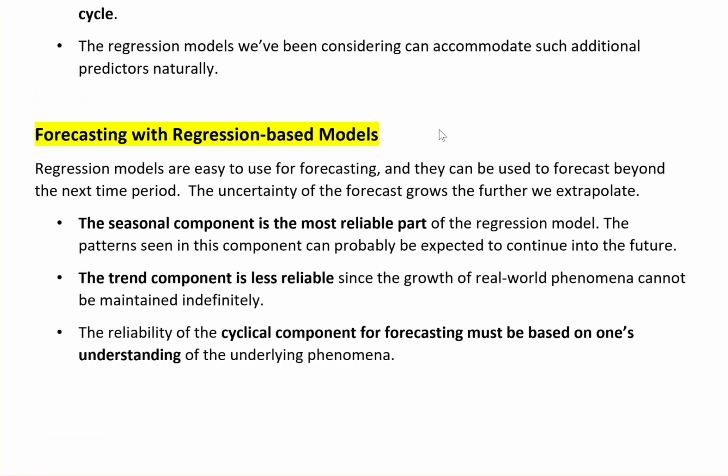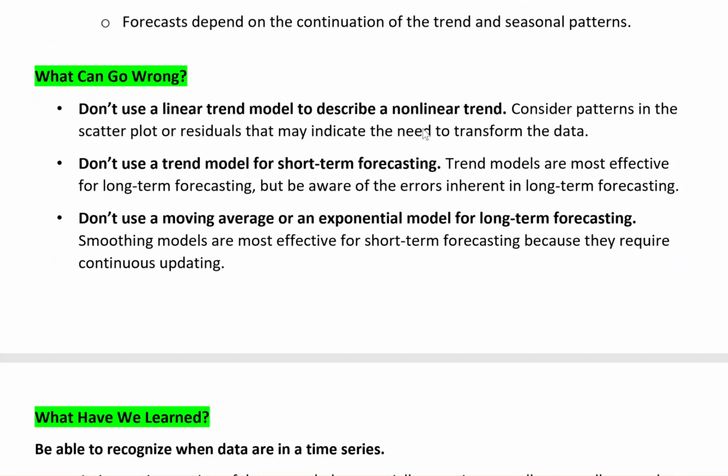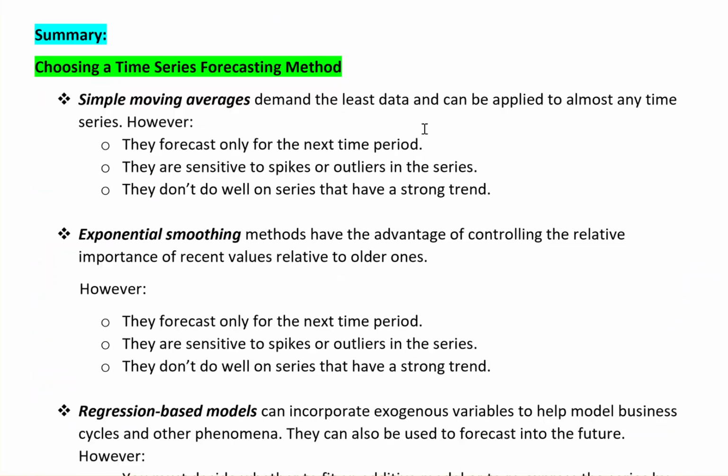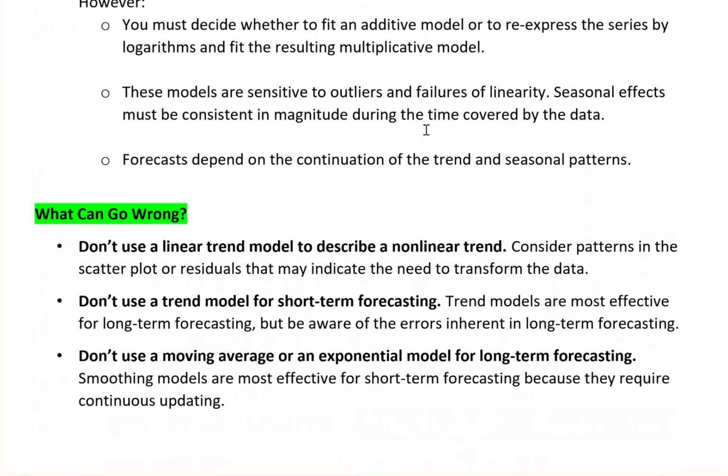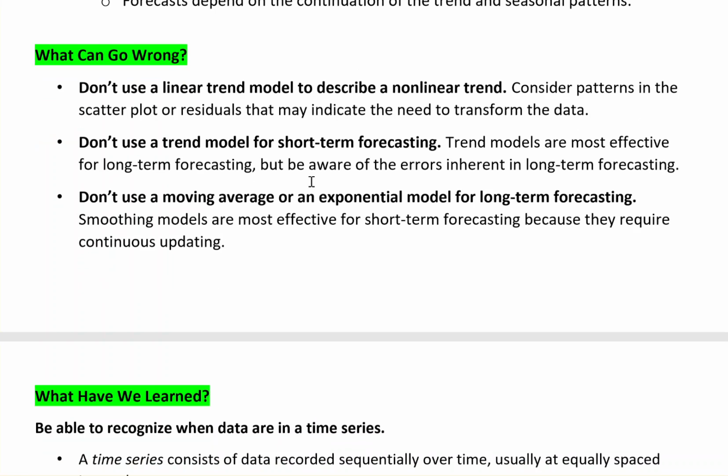All right, so we are done with this chapter, and in the next two pages I just made a summary about this chapter, about these two methods, and also the general mistakes you may make in your research or future work. You need to be very careful not to use the linear trend model to describe a nonlinear trend. We have already talked about that. You cannot use a trend model for short-term forecasting. So what does that mean?